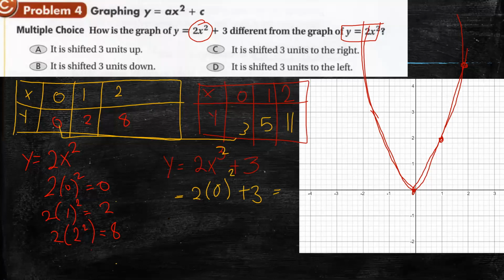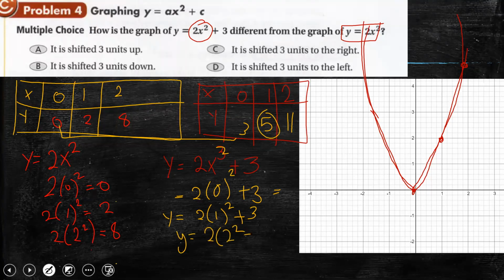Or another way, you can say it like this. y, 2 times 1 squared plus 3. 1 squared times 2 is 2, plus 3 is 5. For 2, 2 times 2 squared plus 3. 2 squared is 4, times 2 is 8, plus 3 is 11. That's how I put the numbers here.